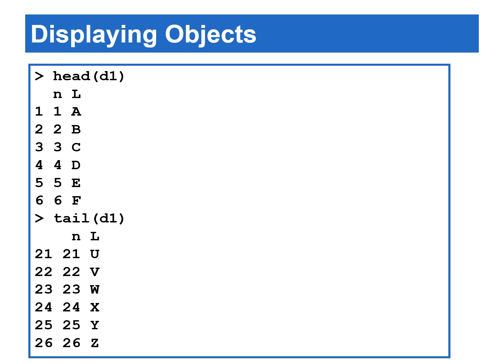The head or tail function are also useful for displaying the first or last few components of an object. The default number of components that are being displayed is 6.